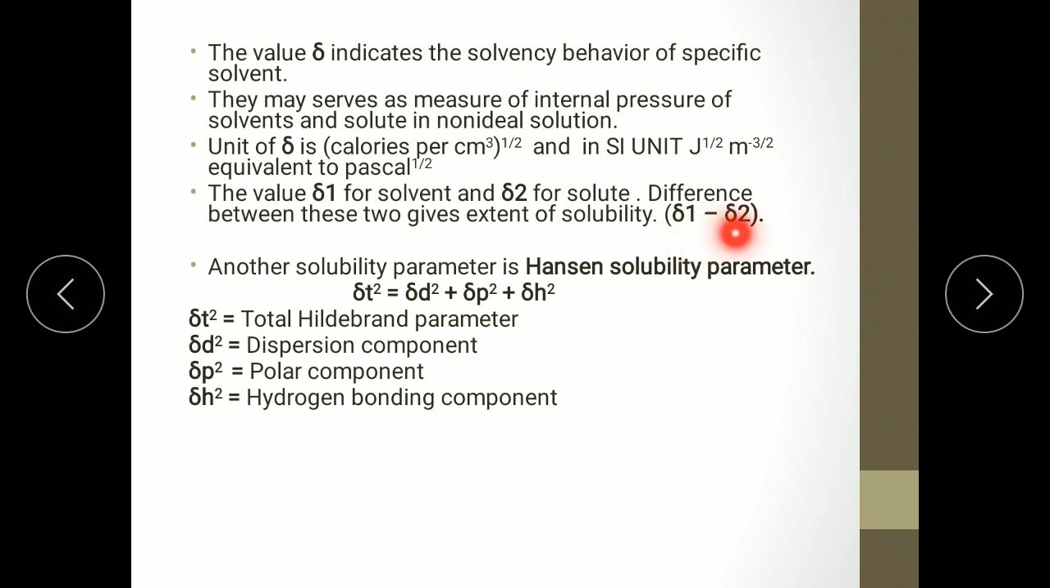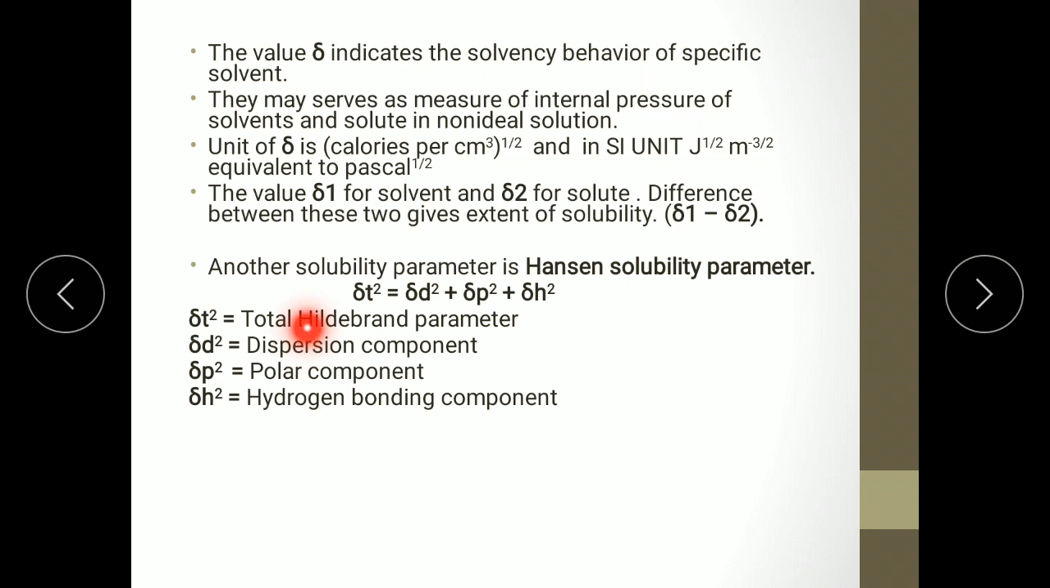Now delta 1 minus delta 2, the difference between these two, will give the extent of solubility. Suppose the difference is 0, then that solution is called an ideal solution. If that difference is nearer to 0, then it is called a non-ideal solution, and the extent of solubility of solute will be high in that type of system.